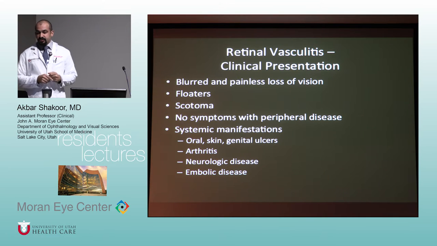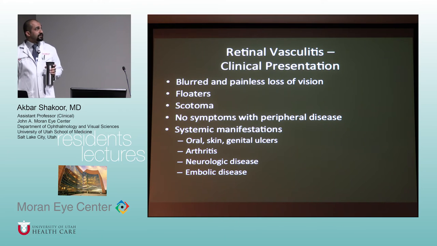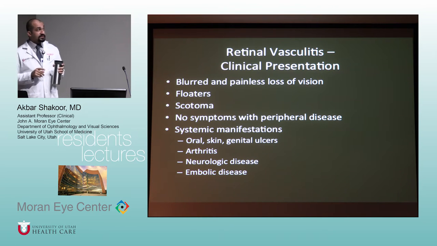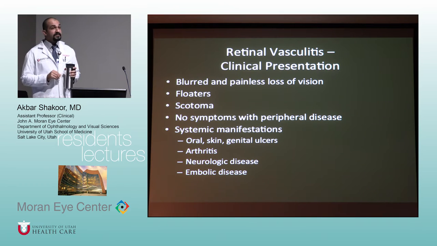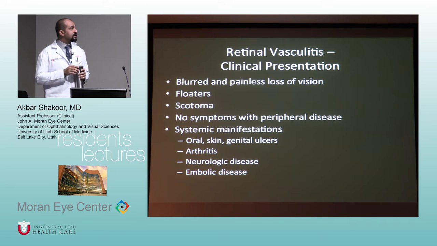Patients generally come in with blurred or painless loss of vision, floaters, scotoma, or no symptoms with peripheral disease, which is often the case. Systemic manifestations do include oral, skin, and genital ulcers, as you can see with Behçet's disease, and arthritis, as you can see with polyarteritis nodosa and with Wegener's.